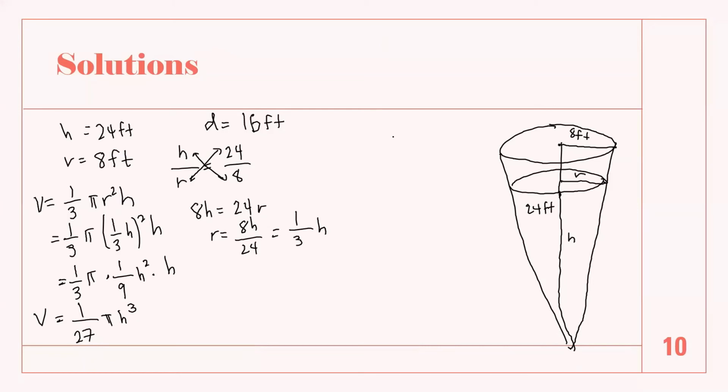So now what we are going to do is differentiate dV over dt, then it will become 3 over 27 pi h squared.